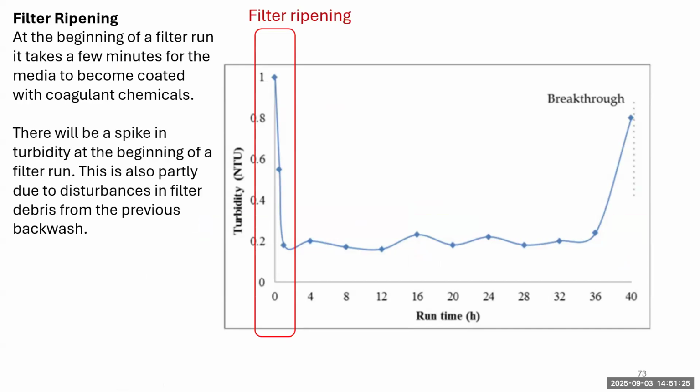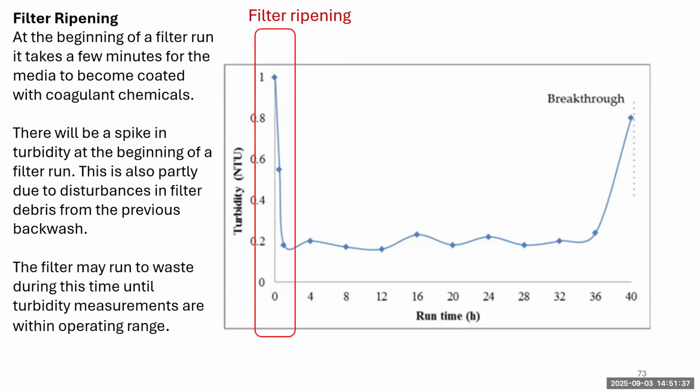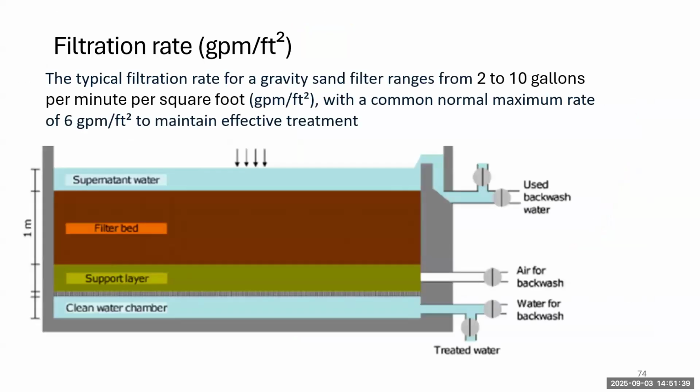And so normally what we'll do is filter to waste during those first few minutes. In this particular chart, the first minute and a half to 2 minutes had a spike, but it can take a little longer. It can take 10, 15 minutes or even longer. Now we're going to talk about filtration rates and backwash rates a little bit.